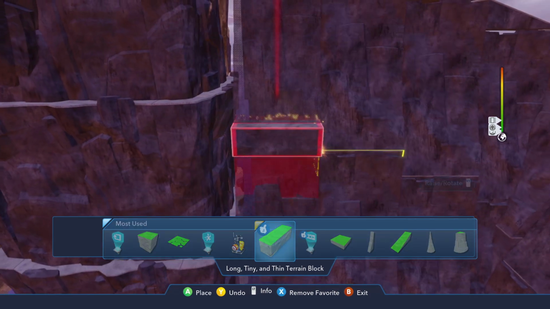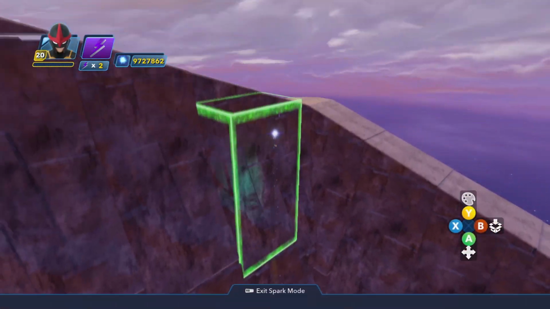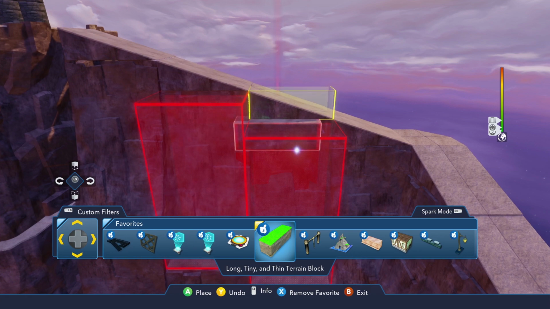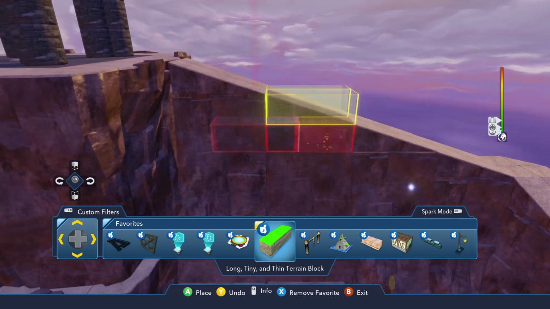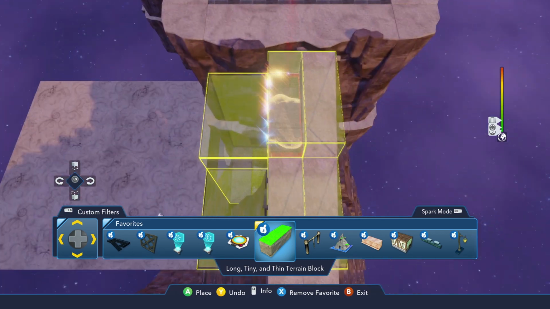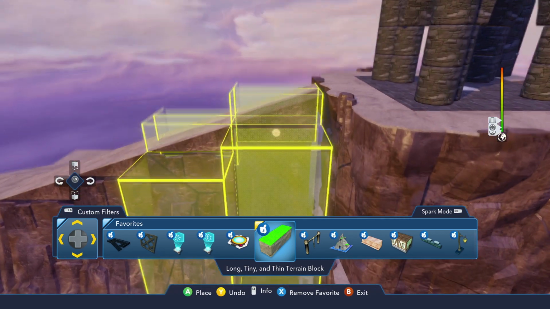You know, the block wall, let's see. It's a 3 by 3, 1 deep, as opposed to the 1 by 3 by 1.